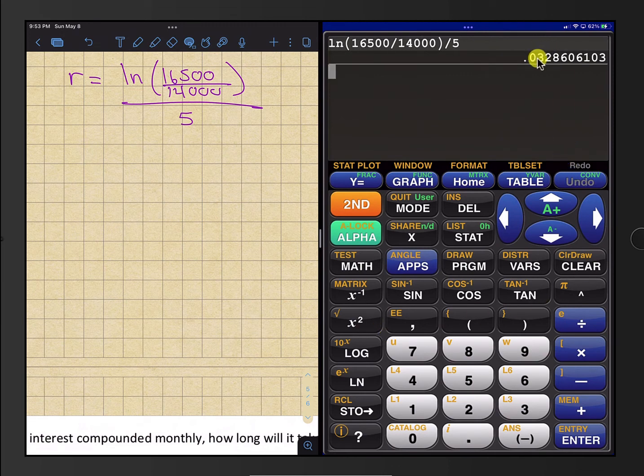So that's 0.0328. Well, that's going to round to 0.033. So that's what we have here. So r is 0.033, which means it's going to be 3.3%.